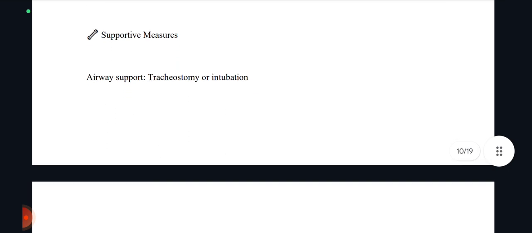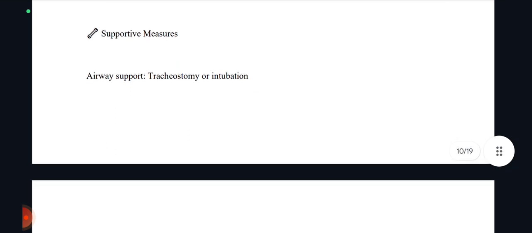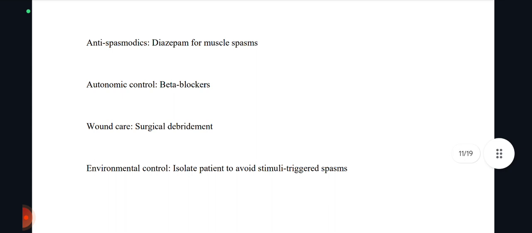Of course, we have to take supportive measures like airway support. Tracheostomy or intubation can be done, and has to be done in many cases when the respiratory muscles are involved. Antispasmodics are given, like diazepam for muscle spasm. Autonomic control is done by beta blockers.